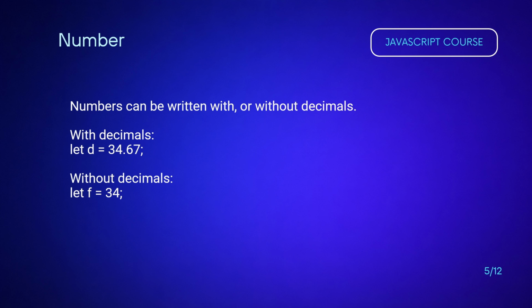Number. Numbers are used to store numeric values in JavaScript. Numbers can represent ages, prices, marks, distances, scores, temperatures, and many other numeric values. JavaScript numbers can be whole numbers or decimal numbers.